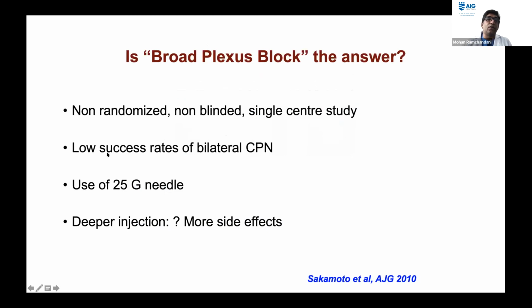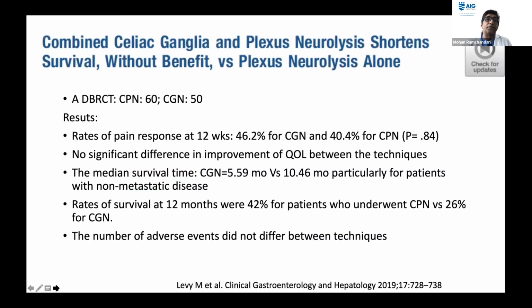The low success of bilateral CPN was there, which was unacceptable. They used a 25 gauge needle, and there can be more side effects depending on the depth of ablation. So still the broad plexus block is not widely accepted, and we are still waiting for better studies.